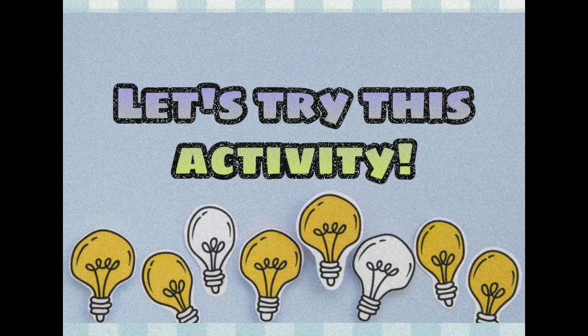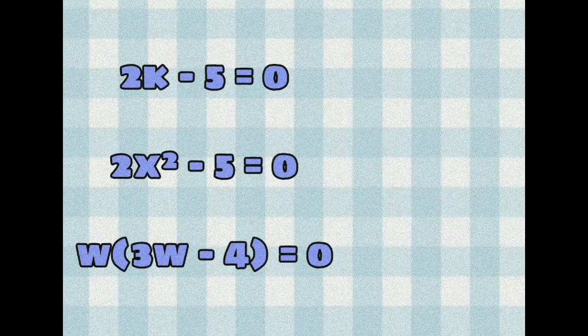So, let's try this activity. Identify the following quadratic equation. Write QE if it is quadratic equation and NQE if it is not. Okay, number 1, 2x minus 5 is equals to 0. Is it QE or NQE? So, it's NQE. Next naman, 2x squared minus 5 is equals to 0.